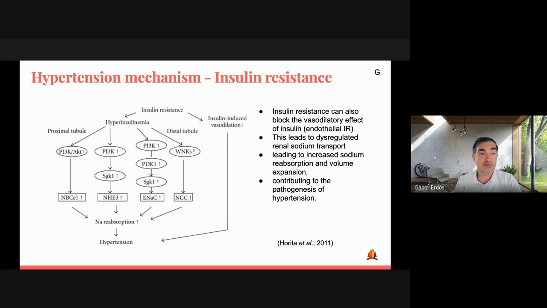Without going into too much detail on how insulin resistance can cause hypertension, the main pathways are highlighted. One of the most important is the change in nitric oxide and the blocking of the vasodilatory effect of insulin, kind of the endothelial insulin resistance part. This leads to dysregulated renal sodium transport and increased sodium retention. Higher reabsorption will contribute to the pathogenesis of hypertension.